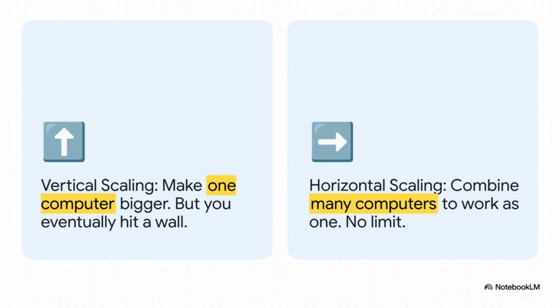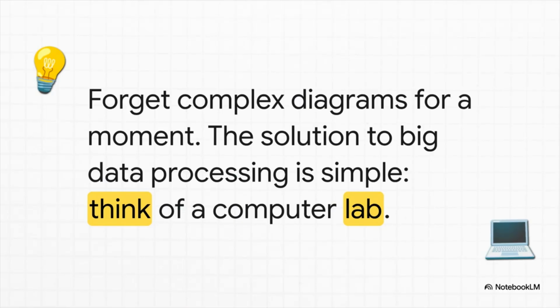I mean, sure, you could try to beef up your one machine, right? That's called vertical scaling. You add more RAM, a beefier processor, but it's like trying to build a taller and taller skyscraper. Eventually, you just hit a limit. It gets crazy expensive or just physically impossible. The real game changer is what we call horizontal scaling, linking a whole bunch of regular computers together to work as a team.